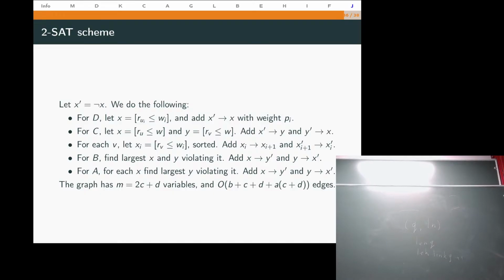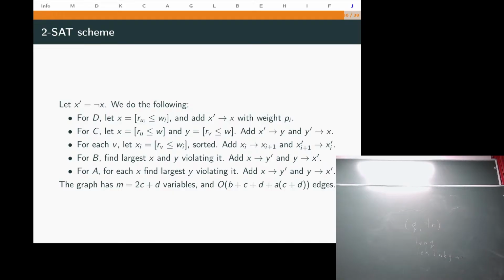For constraints of type C, we need that either the radius of u or the radius of v is less or equal than w. So we create two variables, x and y, for this fact, and we say that at least one of them must be satisfied, which in terms of Boolean functions means that if one is not satisfied, then the other must be true. So we create edges from x prime to y and from y prime to x. So we only have variables for constraints of type D and type C.